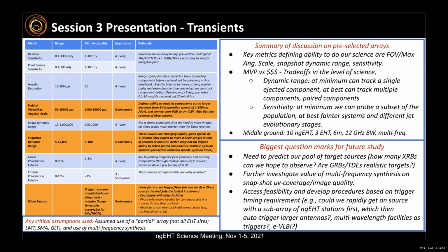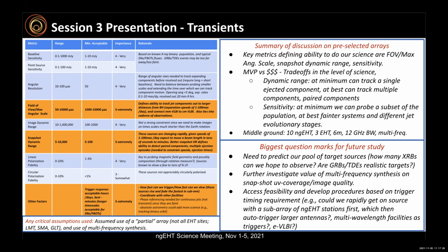Now, a similar metric is, of course, the field of view, or the max angular scale that we can probe. And when it comes to this metric, this really defines our ability to track the jet components out to larger distances from the compact object. Now with X-ray binaries, we're looking at proper motions of anywhere from 1 to 100 milliarcseconds per day. So we think we should be able to be tracking these components on daily timescales.